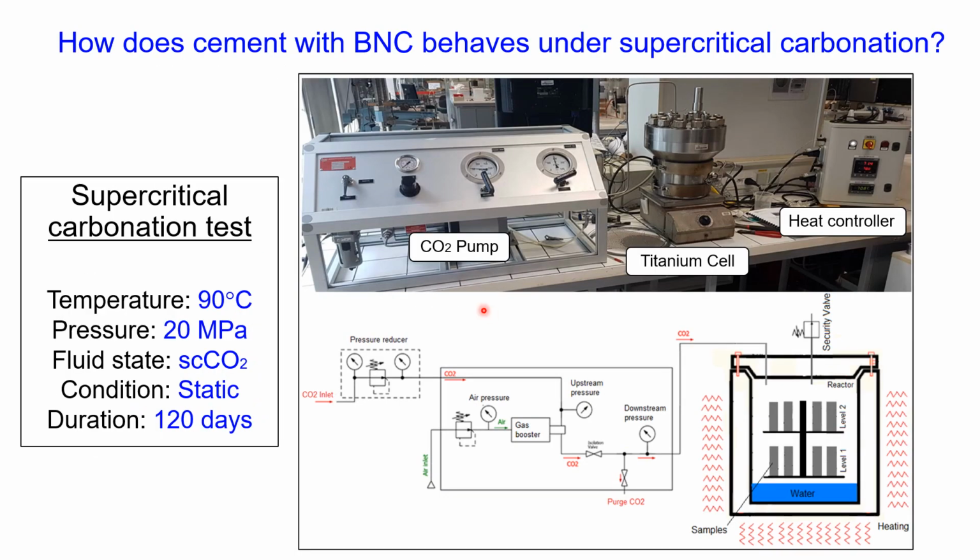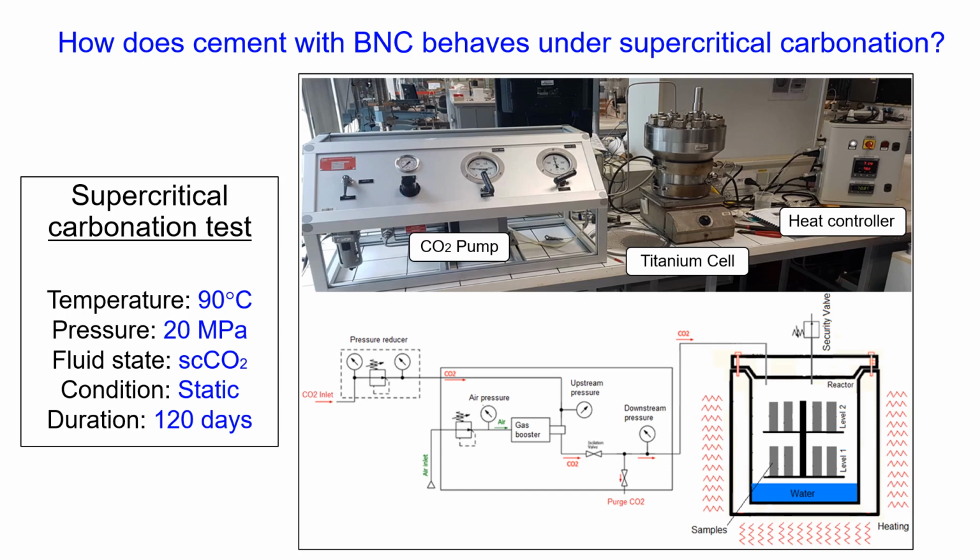Now let's see how cement with bacterial nanocellulose behaves under supercritical carbonation. The equipment used consists of a CO2 pump, a titanium cell, and a heater. Here is a schematic of how it works. In brief, the samples are placed in a holding grid and CO2 is pumped in. The pressure is released a little to evacuate the air contained in the upper part and heated until a pressure of 20 MPa and 90 degrees Celsius is reached.